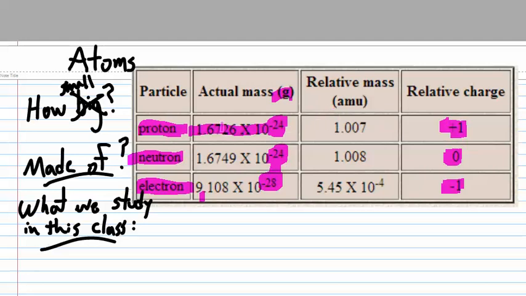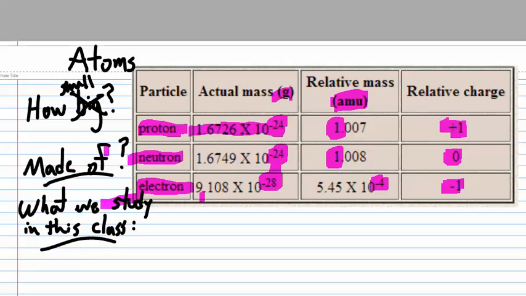Somebody came up with an idea, and I think it's a good one. Rather than dealing with these kinds of numbers, they decided to compare them all to, I think it's either a proton or neutron in a carbon nucleus, but they said we're going to compare them all to each other. So the proton weighs basically 1 atomic mass unit, and so does the neutron, and then the electron we kind of ignore because it just weighs practically nothing. So that's what an atom is made of.